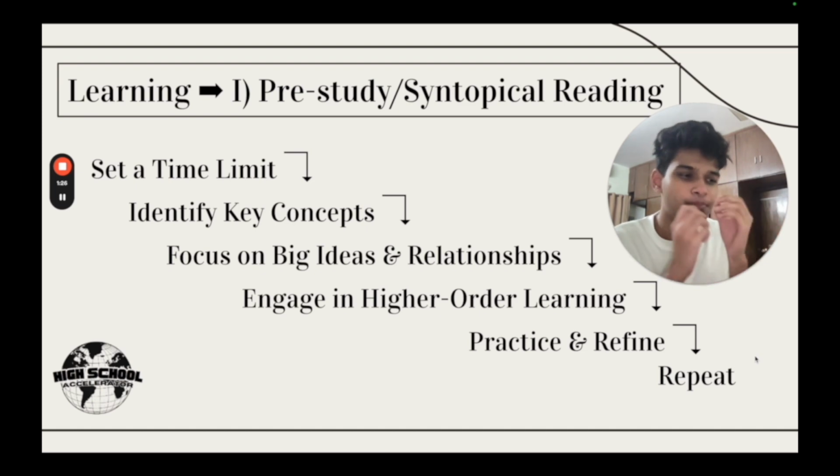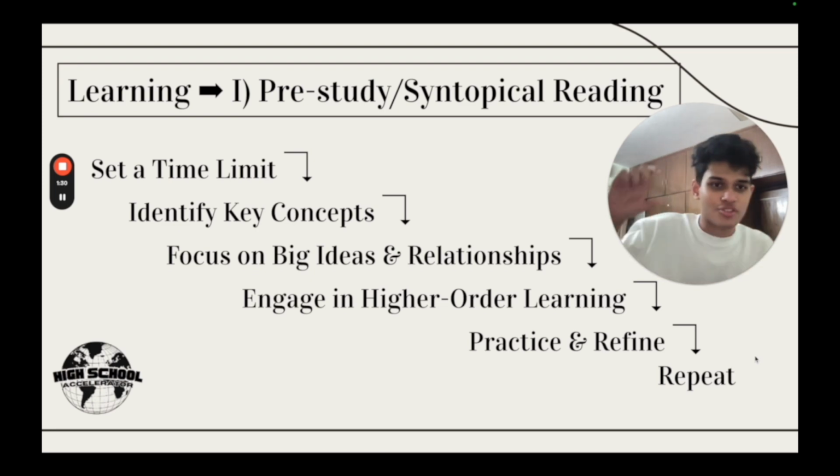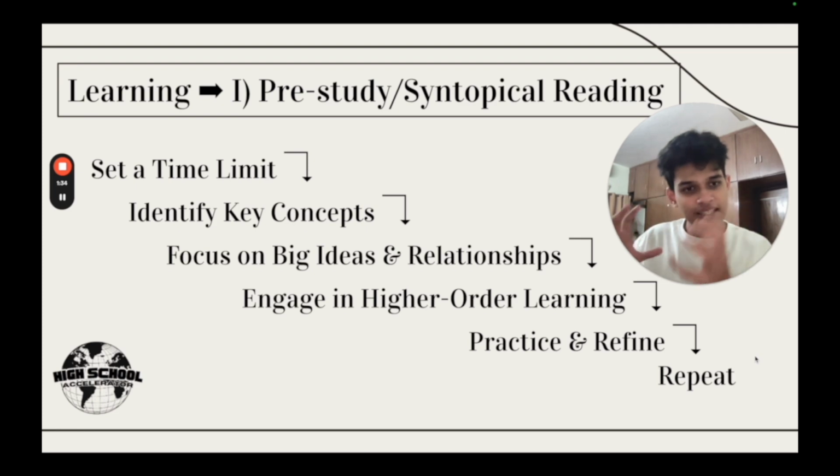Identify the key concepts, the things written in bold, the things that have, like, let's say an extra subheading, maybe it has a note on it as well, like those key concepts that are about the actual chapter. Those key concepts will lead to the bigger picture of the actual chapter, and you need to focus on the big ideas and relations between the chapters.